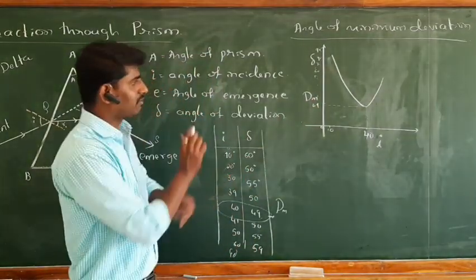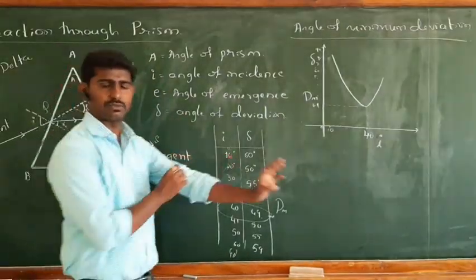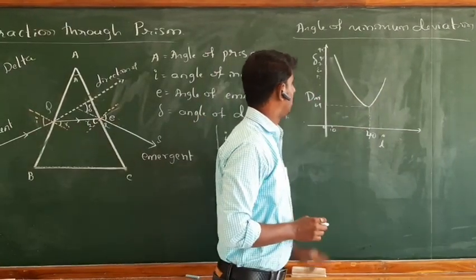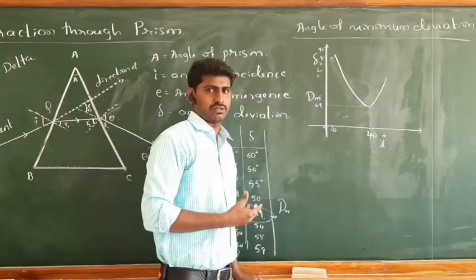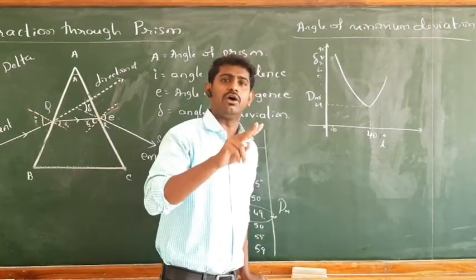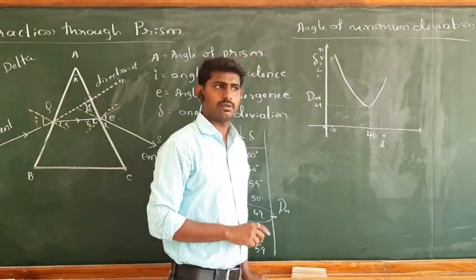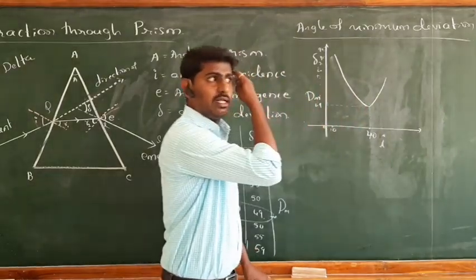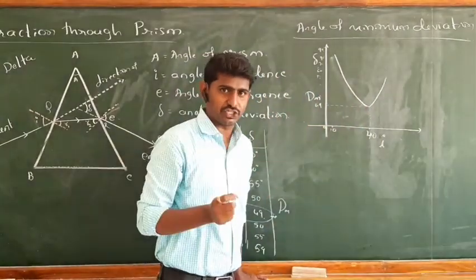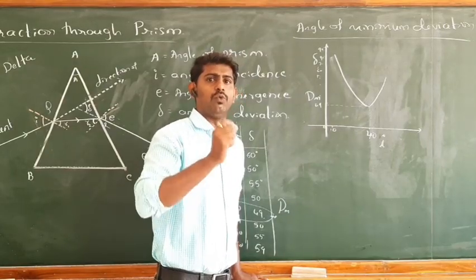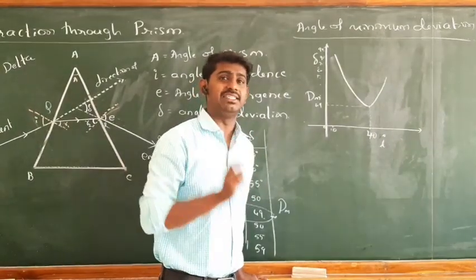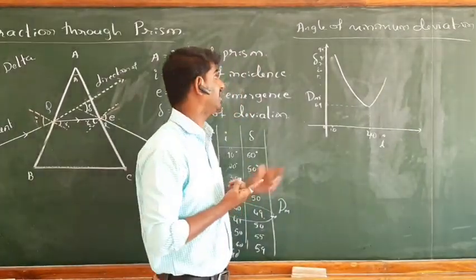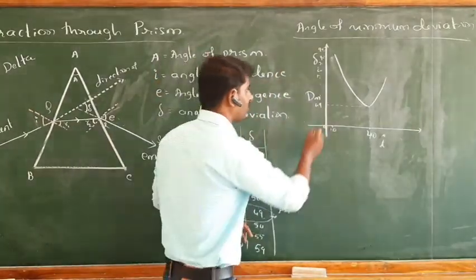Here you can observe one more thing. For a given prism, for a single value of deviation, you will have two values of angle of incidence. Have you got my point? For a single value of angle of deviation, we will have two values of angle of incidence. What does it mean? For example, I need the angle of deviation to be 45 degrees. So where is 45? Here, this is 45.